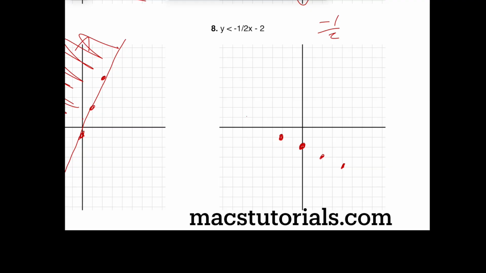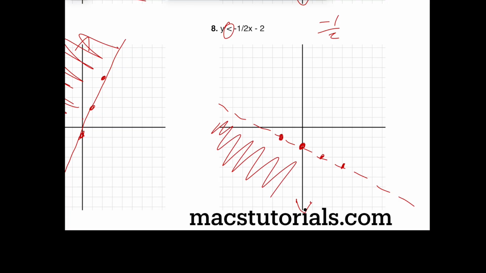I don't have an equal sign, so this has to be a dashed line. Make sure you do a dashed line. And I want to do where my y's get smaller. My y's get smaller that way, so I'm going to shade this region.